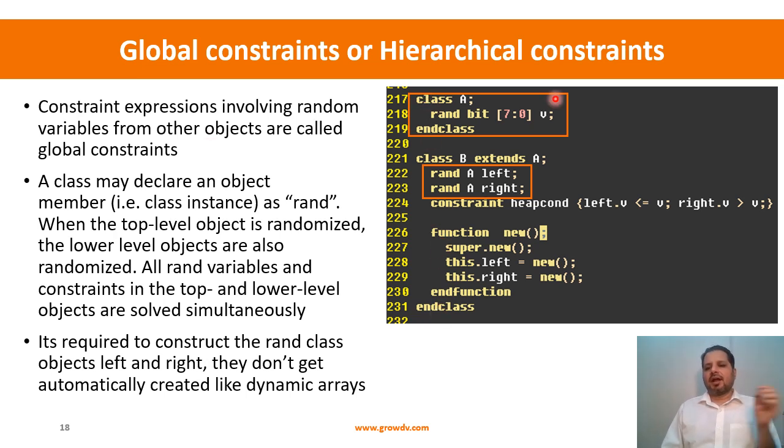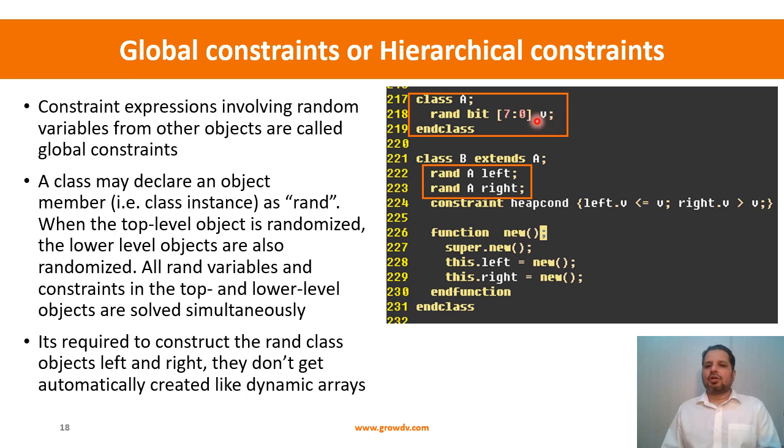So here what we are doing is building a linked list and then providing constraints for the values across the nodes. Okay, so that is the example that we are taking. We have a class A, you can think of it as a node in the linked list, and we have one random 8-bit vector which is the node value. And then we are extending class B from A. So think of it like B is also a node, and so it will get the value.